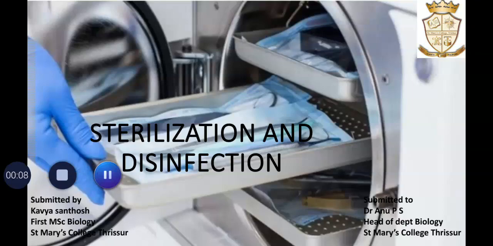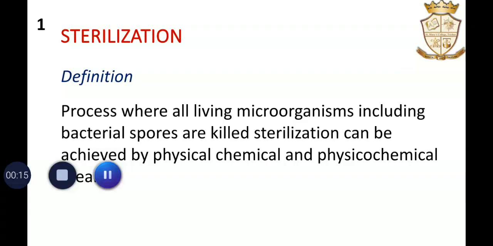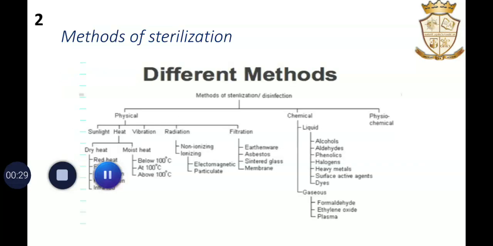In this presentation we are going to discuss the topic sterilization and disinfection. First one is sterilization. It is a process where all living microorganisms including bacterial spores are killed, and sterilization can be achieved by physical, chemical and physico-chemical means. So there is a chart of different methods in sterilization. We can see in detail.